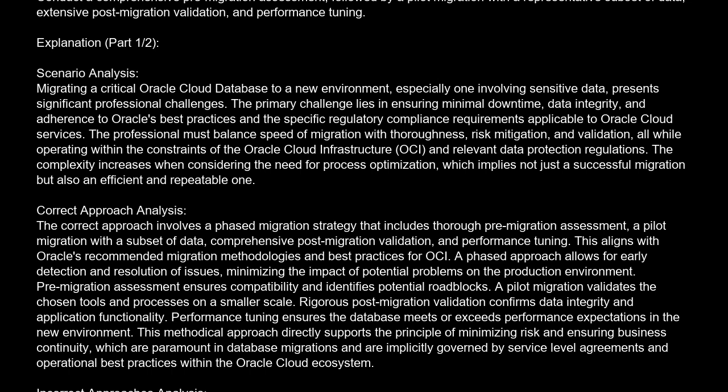This methodical approach directly supports the principle of minimizing risk and ensuring business continuity, which are paramount in database migrations and are implicitly governed by service-level agreements and operational best practices within the Oracle Cloud ecosystem. Incorrect approaches analysis. Performing a direct, lift-and-shift migration without extensive pre-migration testing or a pilot phase is professionally unacceptable.